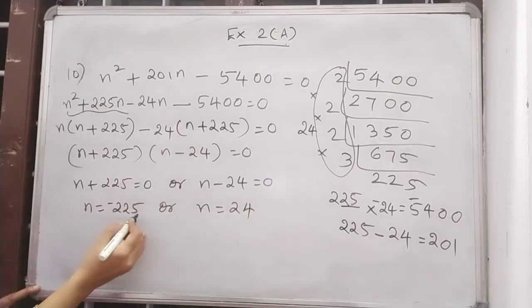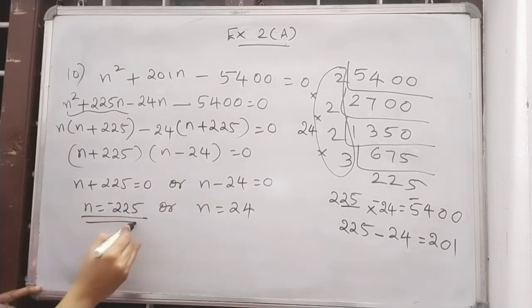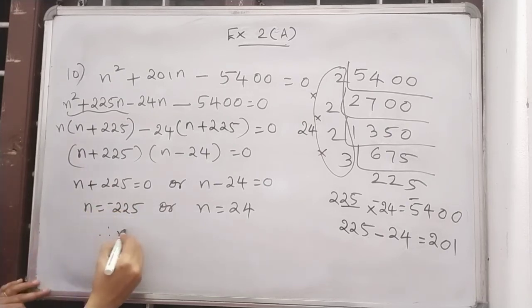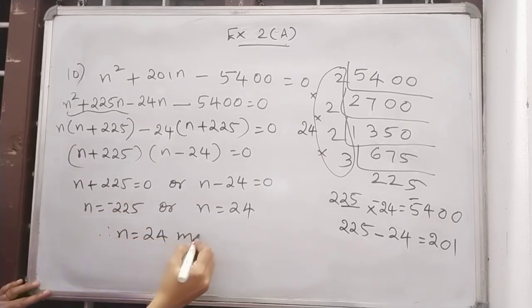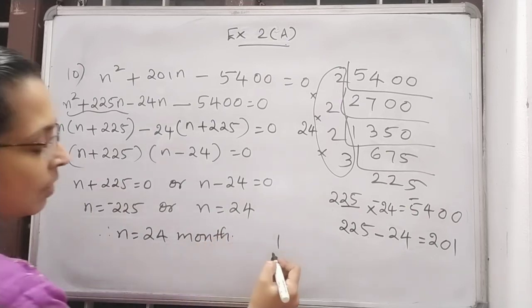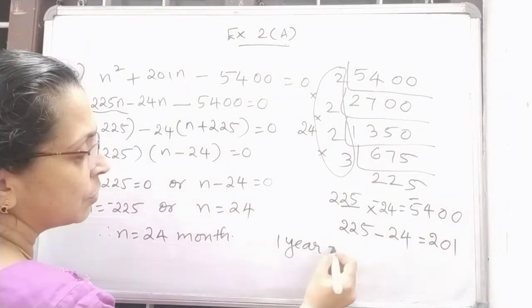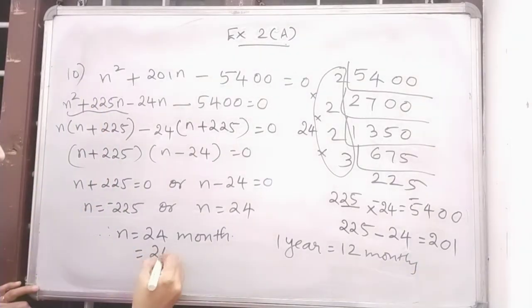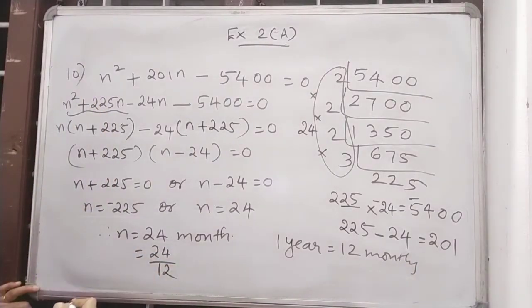N is equal to negative 225 is not possible since it is negative. Therefore, N is equal to 24 months. So 1 year is equal to what? 12 months. So 24 months is equal to 24 divided by 12. So N is equal to 24 divided by 12, that is equal to 2 years.